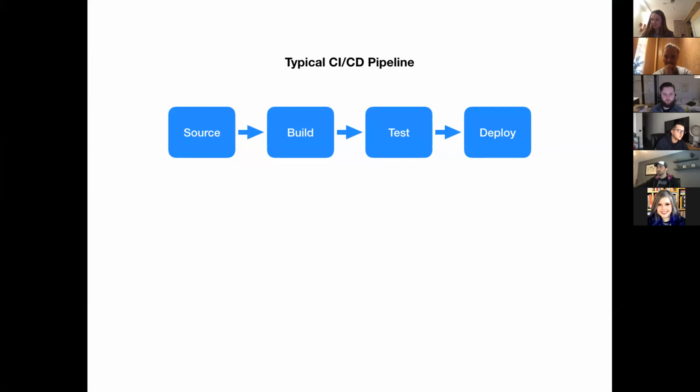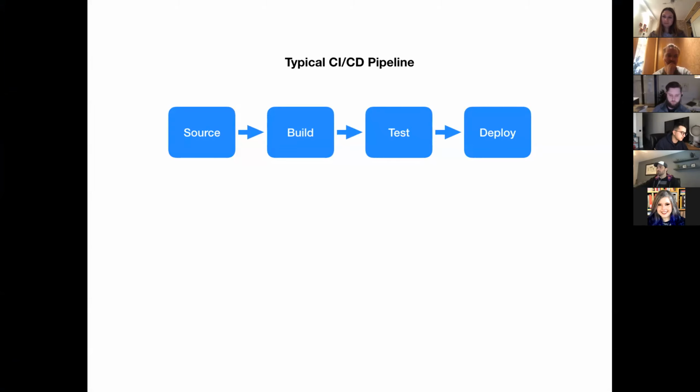So what you're seeing here is a typical CI/CD pipeline, right? It's a pipeline that has a source stage, a build stage, a test stage, and then a deploy stage, right? So that's very typical. This is what most customers are doing in one way or another.